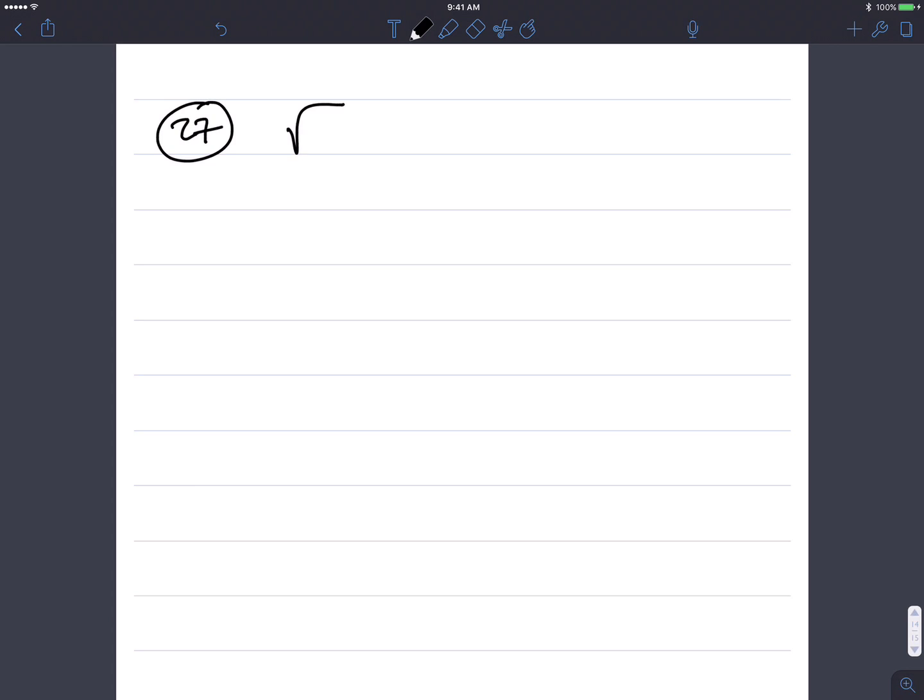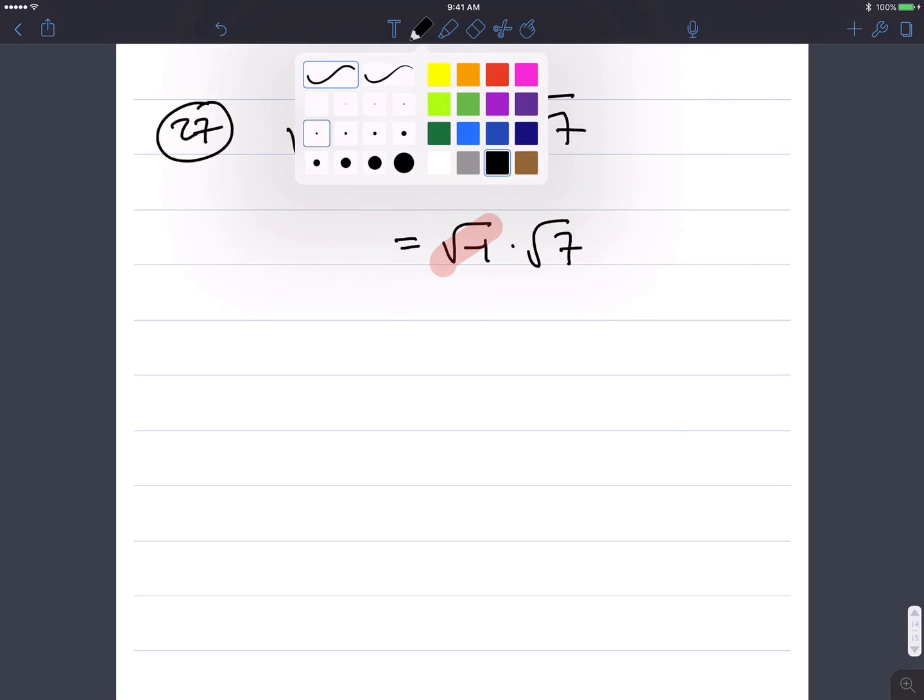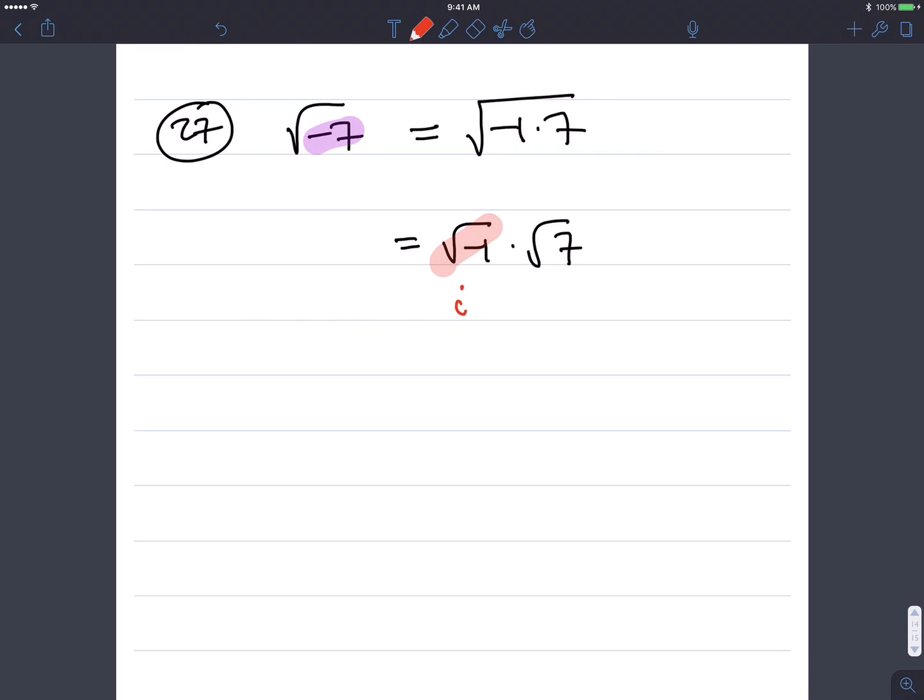The square root of negative 7. Notice again, negative number under the radical. We write negative 7 as negative 1 times 7, and by the product rule we get the square root of negative 1 times the square root of 7. Square root of negative 1 is i, and the square root of 7 is already simplified. So I get the square root of 7, i here, and you're done.